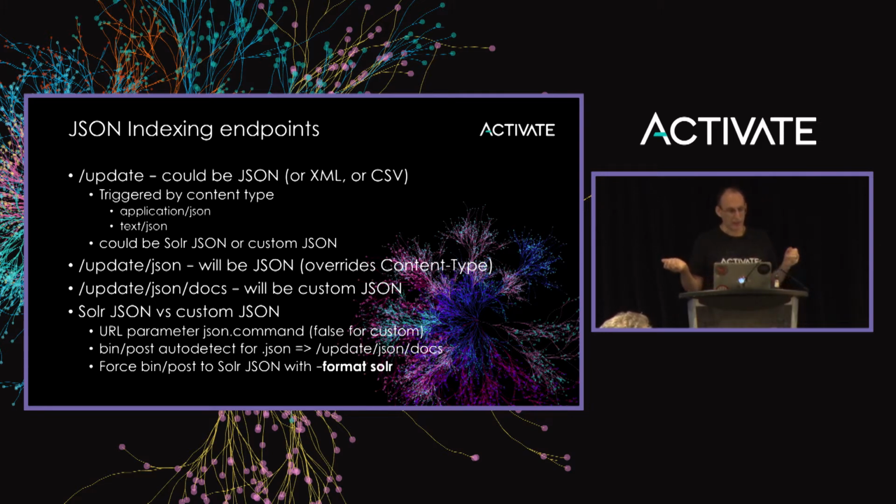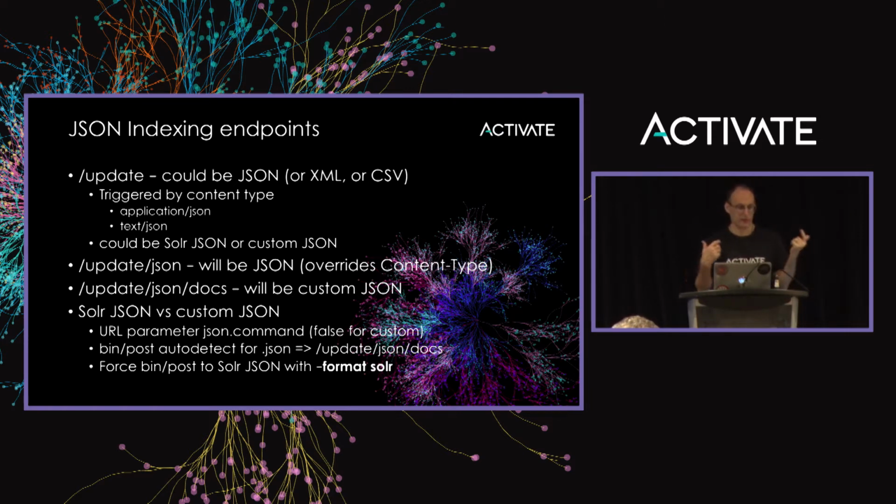If you send it to /update/json, you don't actually need to provide a content type. It overrides the content type and says, I know it's JSON. It doesn't make any other assumption. That's important because some of the client systems don't allow you to set content type, or you have to really bend over backwards to do that. So this is a useful endpoint to say, I'm not going to set it, but Solr knows to only expect JSON. The last one, /update/json/docs, is the one for your custom JSON only. Do not send Solr commands to it. It will mess it up.